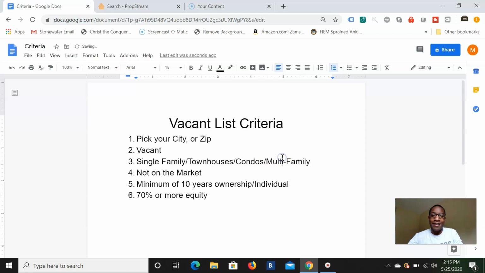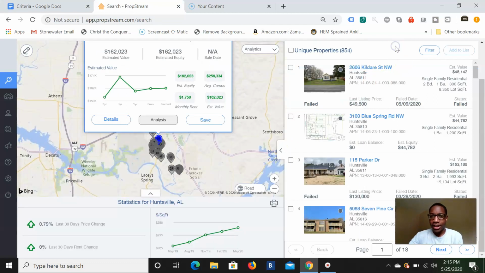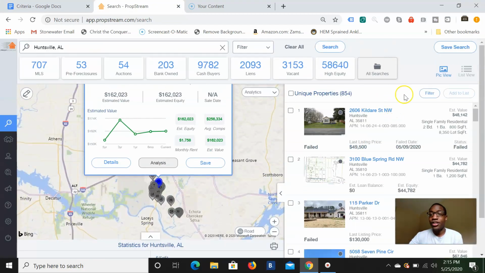Make sure I'm spelling all right. Did I get it right? Okay, I got it right. So this is our criteria. Let's see how low our list is. Okay, 854 leads. So this is a nice size list. I mean, it's not super large and it's not super small. It's a good list that you can either start cold calling or send direct mail on a consistent weekly basis.